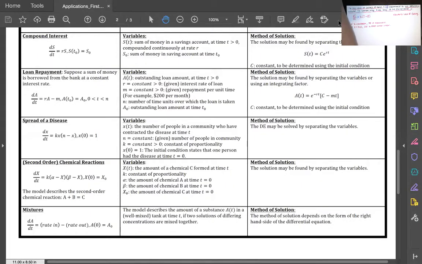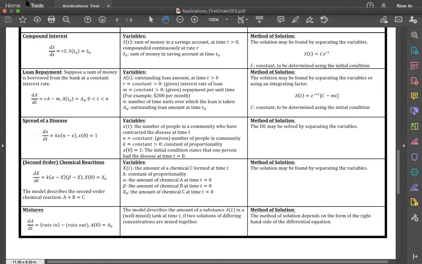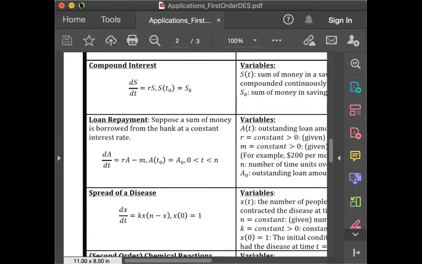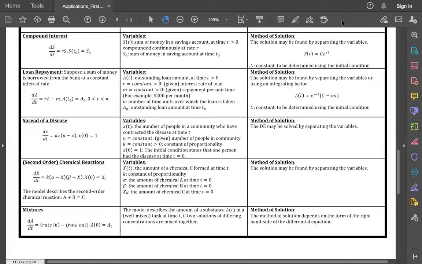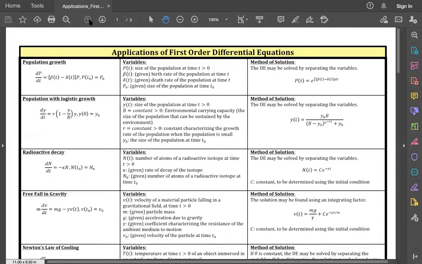Okay, so here is a handout that I provide for you guys on the Blackboard site. Just trying to get this little bar out of the way so I can see everything. I believe this sheet has 11 applications on it.